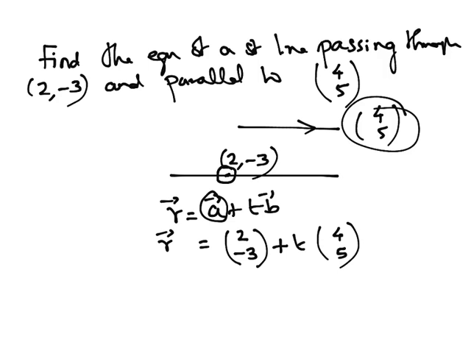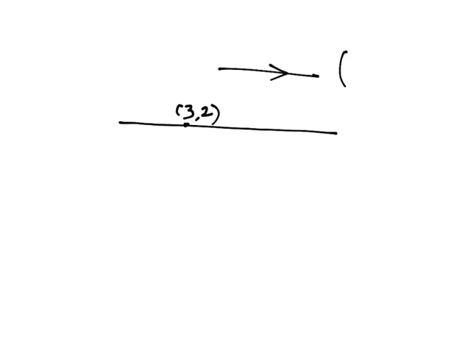Right. So this is the vector equation of a straight line passing through the point (2, -3) and parallel to the vector (4, 5). Yeah, this is how you find it. Okay, let me give you another example. Let's say there is a line which passes through the point (3, 2) and which is parallel to the vector, let's say the vector is (-1, 6). So the equation of this straight line is, I'll take this point as a.